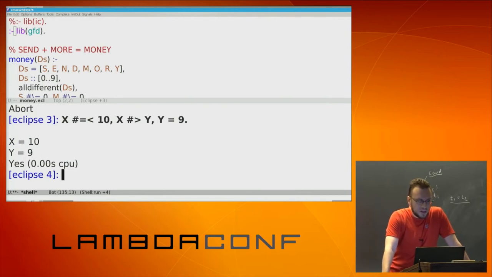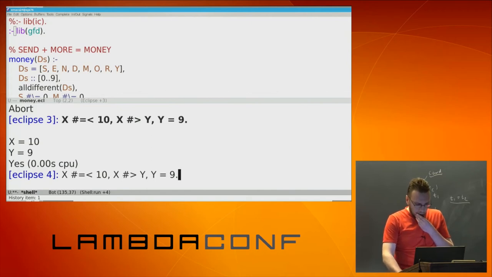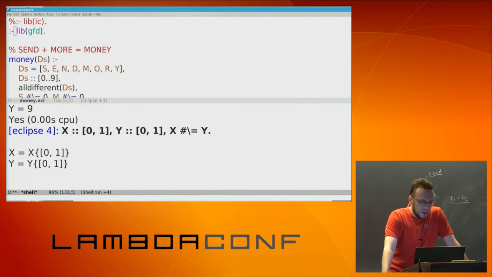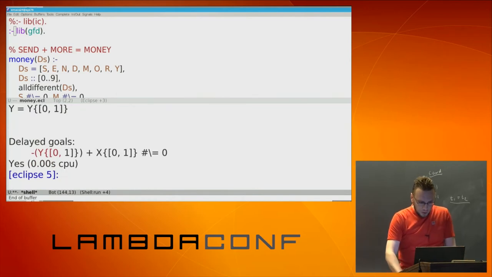So with these constraints, by constraint propagation by itself, we are able to figure out concrete values. But let's say we have x from 0 to 1, y from 0 to 1, and x is not equal to y. So constraint propagation can only tell us basically what we taught it: x is from 1 to 0, y is from 1 to 0. It's not really helpful. So we need search.